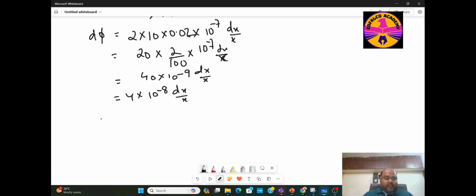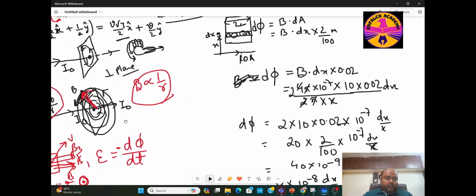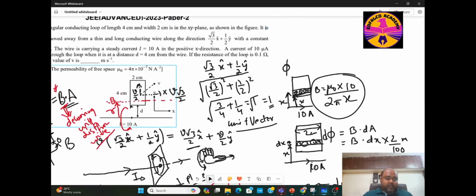Now once I have calculated d phi, I can integrate it on both sides to get the entire flux. So d phi was for just one strip. Now I will integrate it for all such x values so that I get it across the entire loop. So I will integrate 4 into 10 to the power minus 8 dx upon x for the entire value of x, right? So x is varying from where to where? You can see here, x was taken as a distance, so it has to vary from d to d plus 4, right?